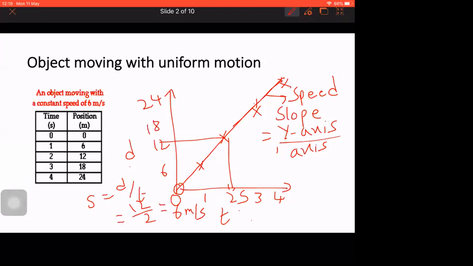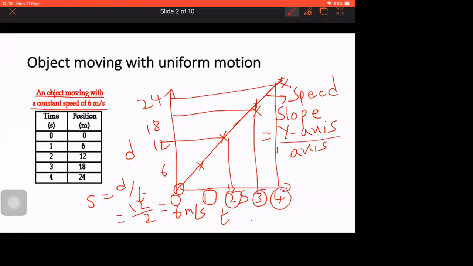As it is uniform motion, anywhere you take, it will be 6 only. At 3 seconds also it will be 6, at 4 seconds also it will be 6. That is the reason he has given an object moving with a constant speed of 6 meters per second. At any time interval you take, the speed will be only 6 meters per second. Even without calculation you can write it. Now if I ask you what is the speed at 4 seconds, you do not need to calculate again.